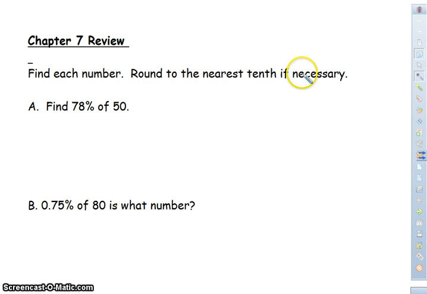Find each number, round to the nearest tenth if necessary. What you want to be doing for each of these is hitting pause and solve them, and then you can compare your answers. So go ahead and pause.